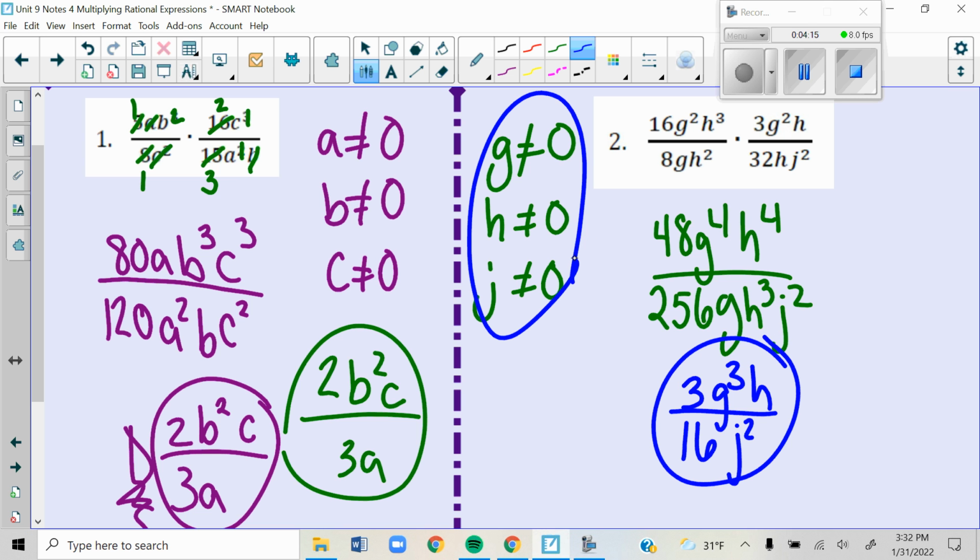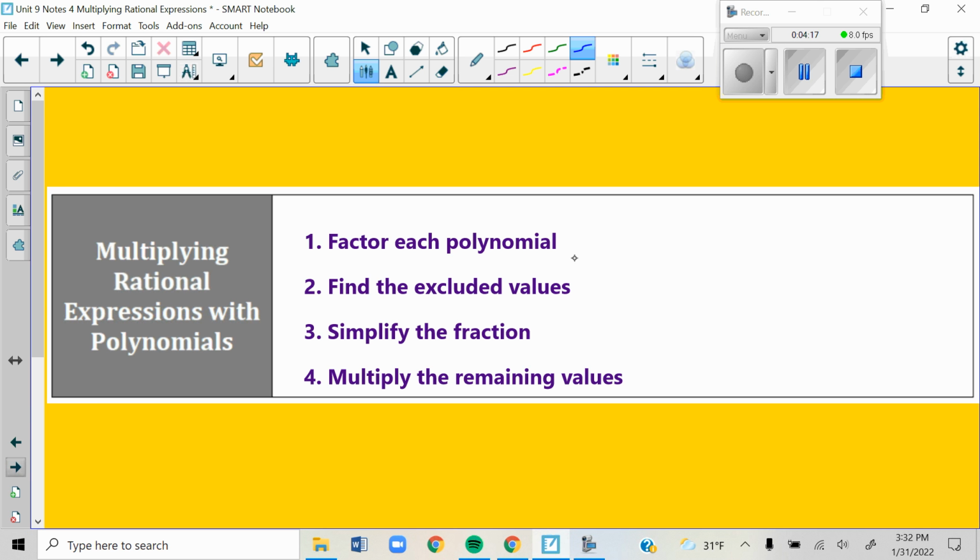All right, go ahead and jot down this next part here. This one's talking about multiplying rational expressions, but this time they have a polynomial. So go ahead and pause here and get this jotted down. All right, so hopefully you paused. The biggest things are factor, then we do excluded values, and then we simplify. So you're going to factor first, and that makes it easier for us to find our excluded values, and then we cancel things out.